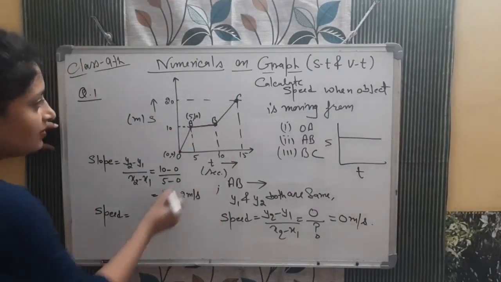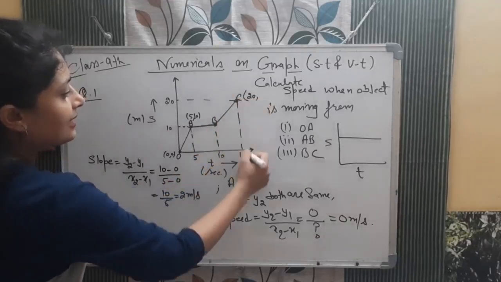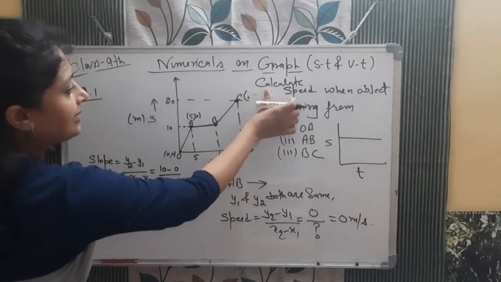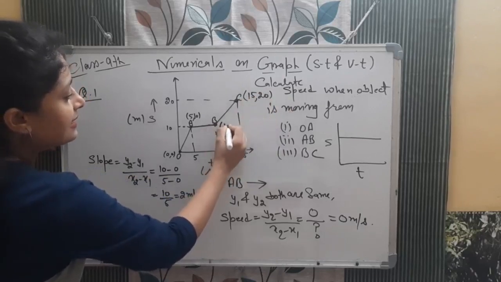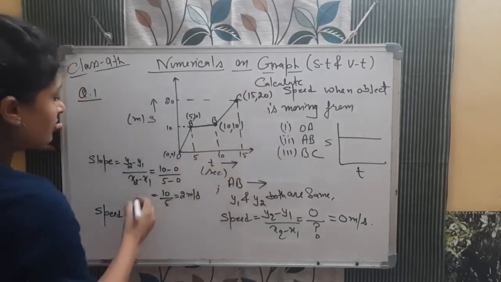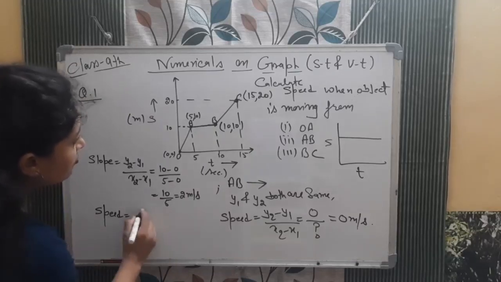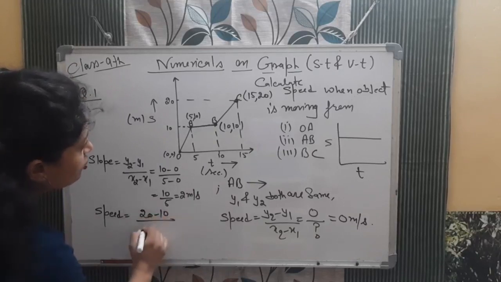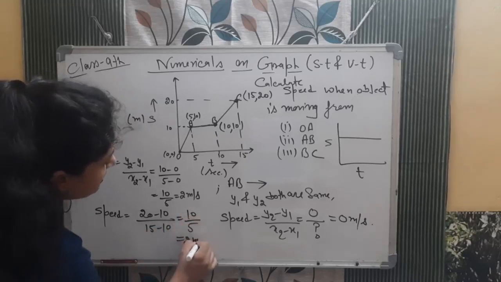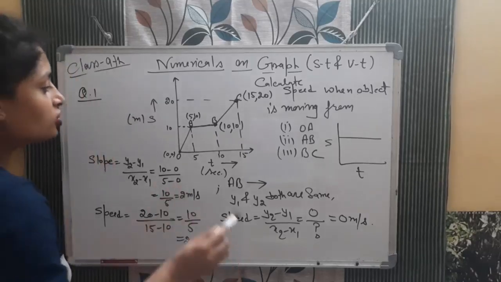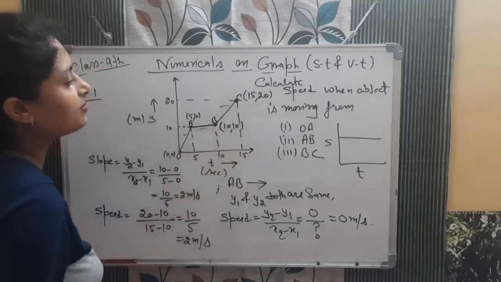In the further part, what is happening? B, C now, speed will be from 2 points B and C. For this point, 20 and x-axis, how much is it? 15. First we write x, then y. 15 and 20. x, y coordinate. At B point, x is 10, y is also 10. Okay. So calculate y2 minus y1. 20 minus 10 divided by x2 minus x1, 15 minus 10. So it will be 10 by 5. Again 2 meter per second. So we can say velocity of the object is 2 meter per second here. Velocity is 0 here, and velocity is again 2 meter per second here.